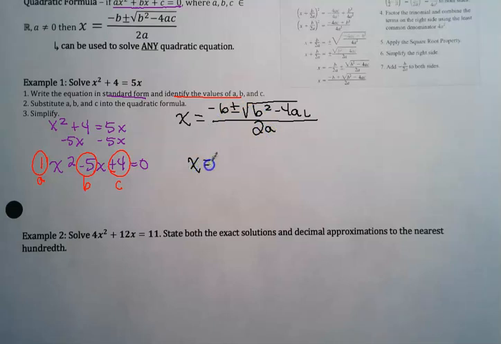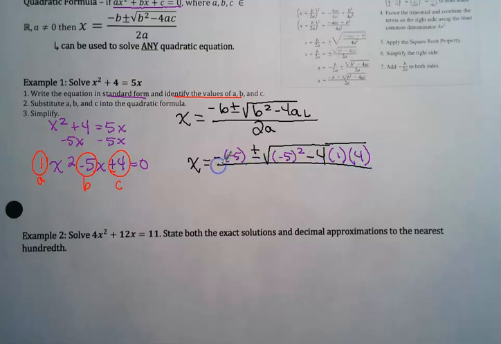So x is equal to negative b. b is negative 5. So negative 5. Okay, plus or minus the square root of b squared. Again, b is negative 5. So we're going to have negative 5 squared minus 4 times a, which is 1, times c, which is 4. I'll extend my square root sign. All divided by 2a, which is 1.